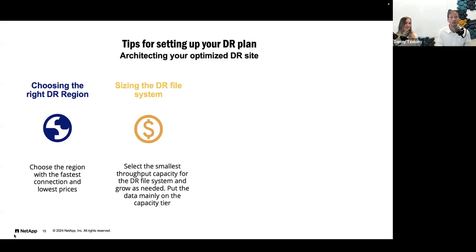Another one, sizing your DR file system. The naive approach, or sometimes the approach that comes from the on-premises world, is that the DR site should mirror the production site. But we're working in the cloud. We are elastic and flexible, and there's no reason to spend more than we need. So the DR site, the DR file system, should be as minimal as possible. And you should use the most economical storage tier that FSx has to offer, and put the data mainly on the capacity tier. When you need to fail over, use the elasticity and flexibility of the cloud and scale to the size you need to support your customers' latency needs, etc.